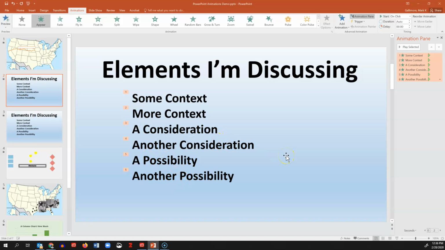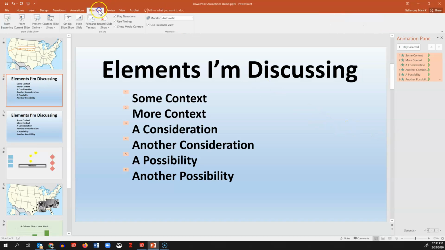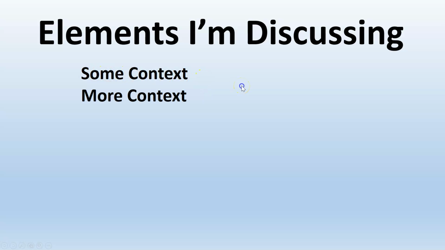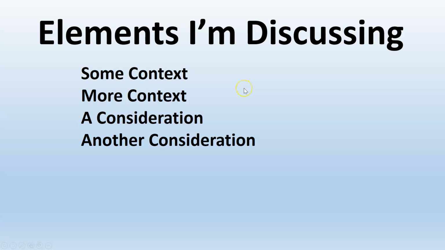So let's try that out. I'm going to go to Slideshow and say Play from Current Slide. And then I'll click the mouse, and I see one. I click again, I see another. So I can discuss each of these in turn while the rest of the list is not yet visible.